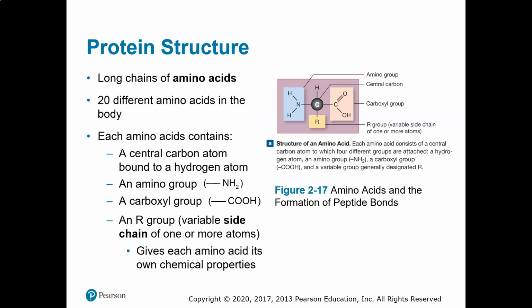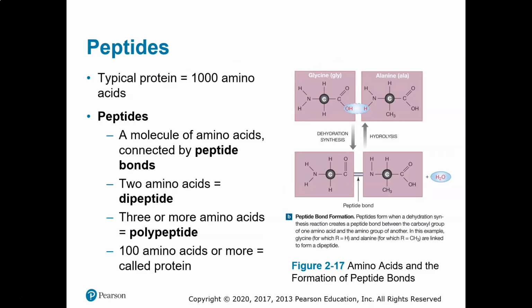Proteins are composed of long chains of amino acids. There are 20 different amino acids in the body, and a single amino acid looks like this. It has a central carbon with a hydrogen attached to one end, a carboxyl group attached to another end. Remember, that's the same thing you saw with fatty acids. And then an amino group attached to that central carbon. And then an R group, that means it can be any chemical or group of chemicals attached. And that's what makes each amino acid different from each other, is the R group. That is the variable side chain that forms the 20 different amino acids.